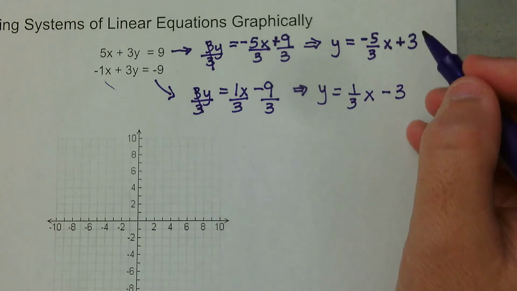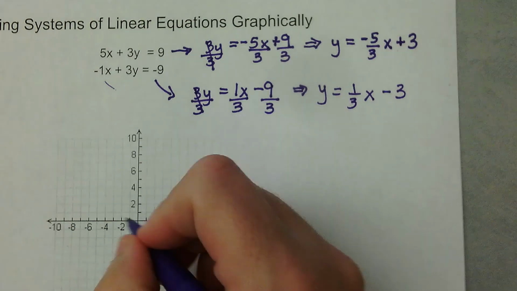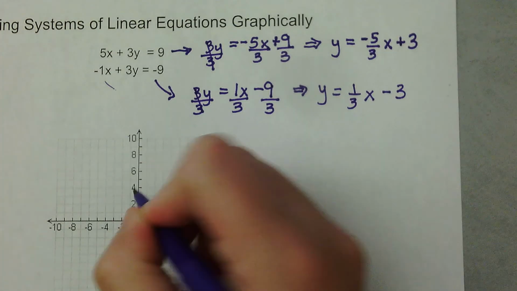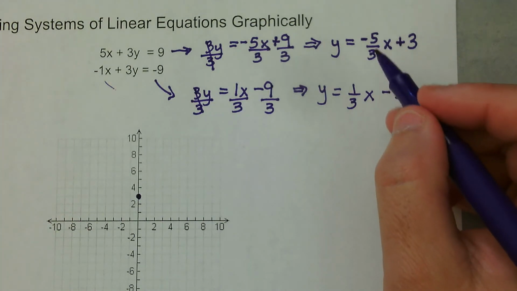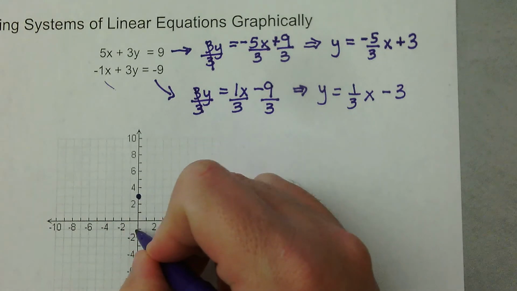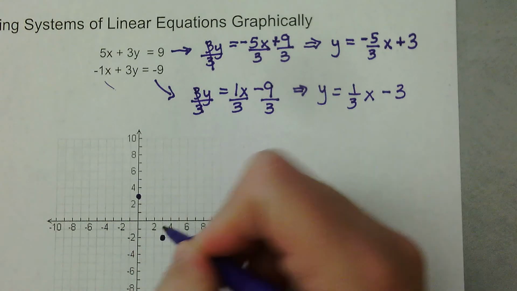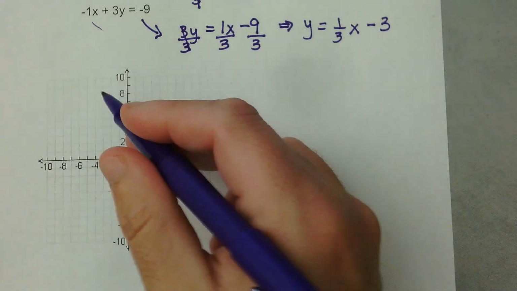Remember that the y-intercept is the constant, and that's where you begin graphing. So we're going to start graphing on positive 3 on the y-axis. And from there, we're going to move according to the slope. The slope says negative 5 over 3, so we're going to move down 5, right 3. And we're going to do that 2 more times. I'm going to go down 1 more time, and then I'm going to do reverse.